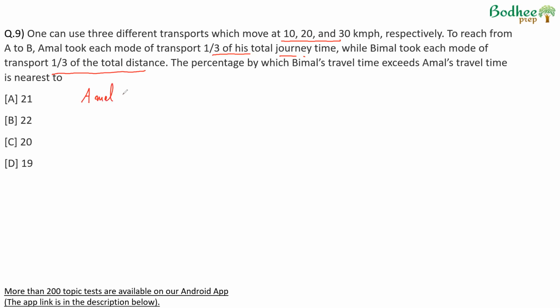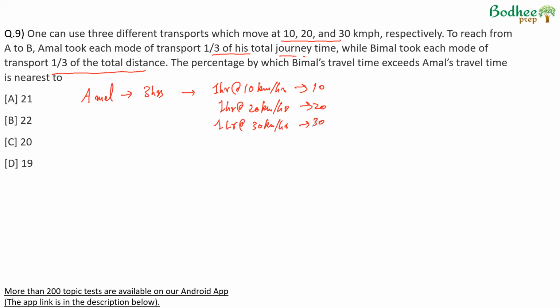Amal took the journey. So suppose Amal traveled for 3 hours. Therefore, 1 hour he will travel at 10 kilometers per hour, 1 hour he will travel at 20 kilometers per hour, 1 hour because 1/3 of his journey time at each of them, so 1 hour at 30 kilometers per hour. So distance covered total will be 10 into 1, 10, 20 into 1, 20, 30 into 1, 30, which is 60 kilometers. This becomes the distance between A and B.